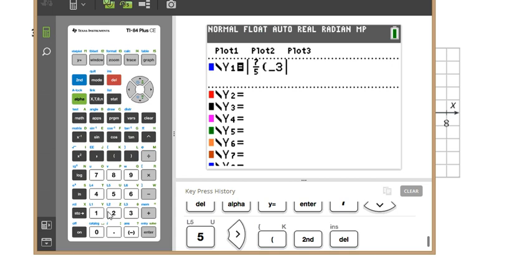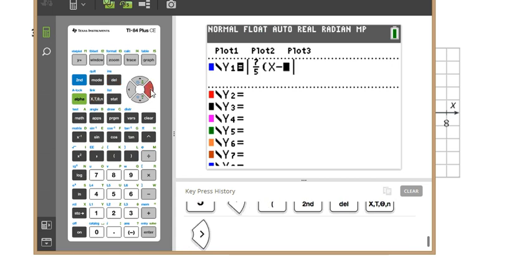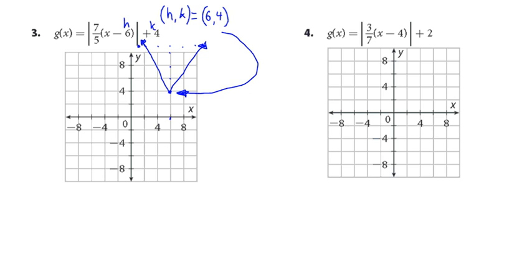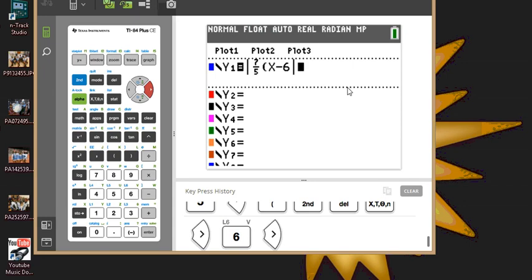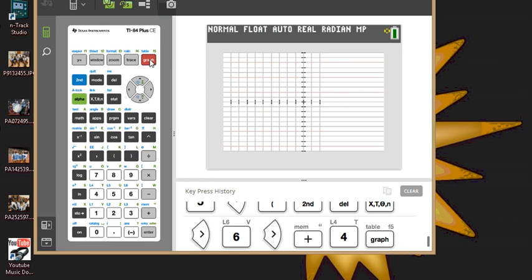X minus 6 here. And we come outside here, and is it plus 4? Yeah, plus 4. So plus 4, we'll just see what it looks like. See if it's the same as what we have here.